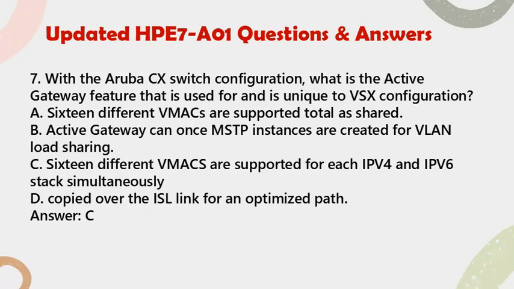7. With the Aruba CX switch configuration, what is the active gateway feature that is used for and is unique to VSX configuration? A. 16 different VMACs are supported total as shared. B. Active gateway can be used once MSTP instances are created for VLAN load sharing. C. 16 different VMACs are supported for each IPv4 and IPv6 stack simultaneously. D. Copied over the ISL link for an optimized path. Answer: C.